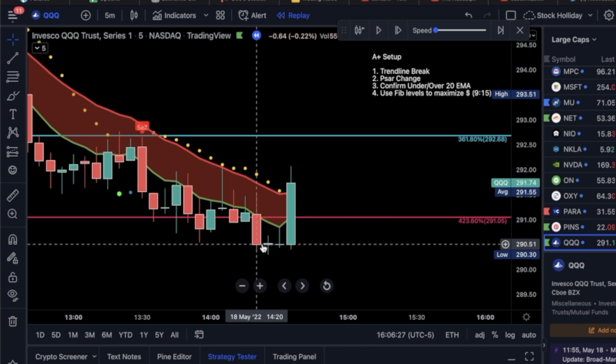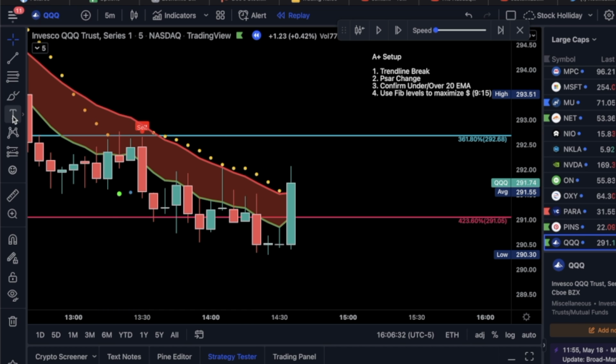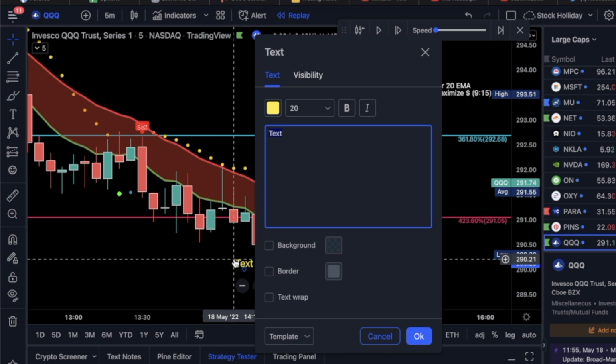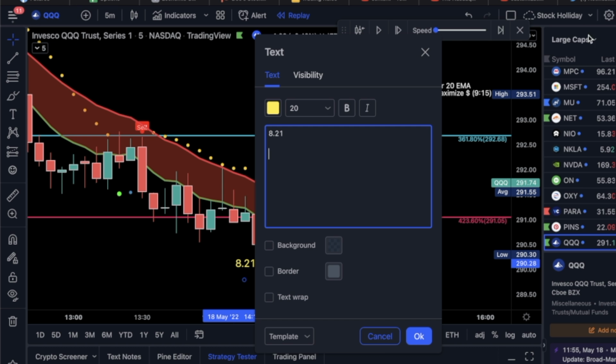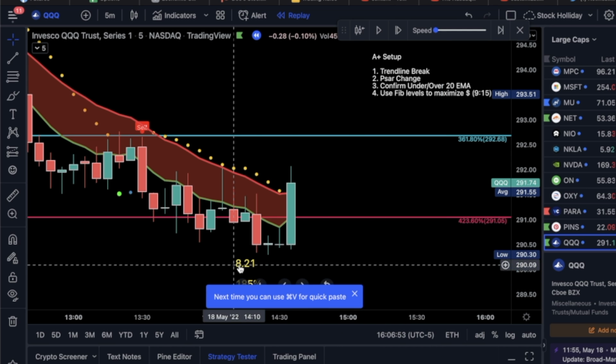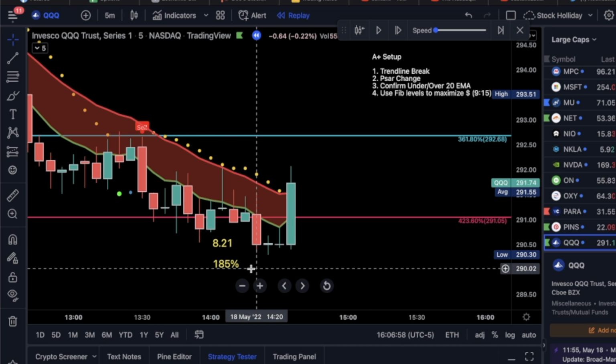I was talking about selling right here, and it bounced up at that point in time. And so these contracts at this time right here, they were $8.21, and that is, if I look over here, 185% profit by just staying in the trade. So sometimes just letting your runners run is just literally going to pay you.